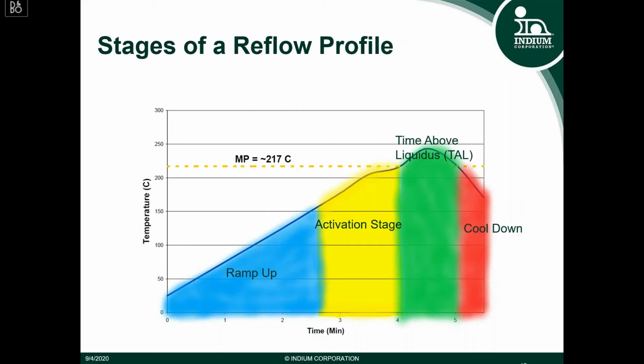A fast cool down rate will create a tiny microstructure, which makes a stronger solder joint. A slow cool down rate will create a larger grain structure, which makes the alloy softer. However, assemblies can't handle too fast of a cool down rate because of CTE mismatch. You have different materials in your assembly that expand and contract at different rates, and that can pose stress and strain on the solder joint and cause it to fracture or break. So it's a balancing act.